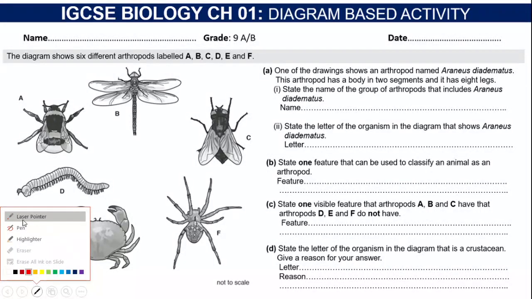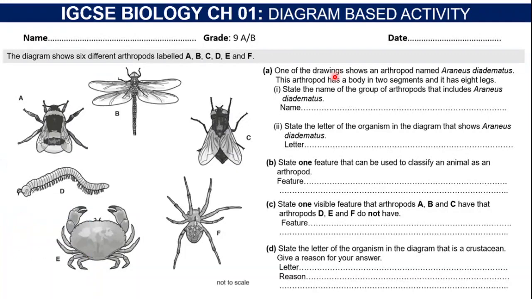In this video we will discuss the diagram based activity related to chapter 1. Here you can see on one side the 6 different arthropods are shown. They are labeled as A, B, C, D, E and F.